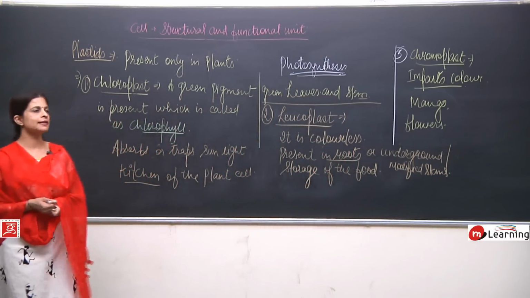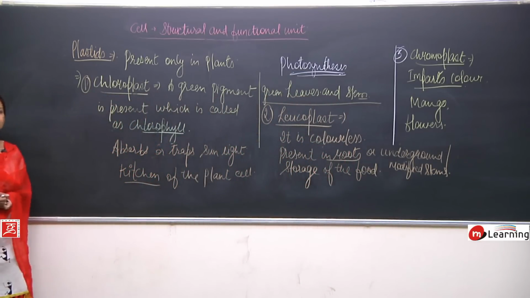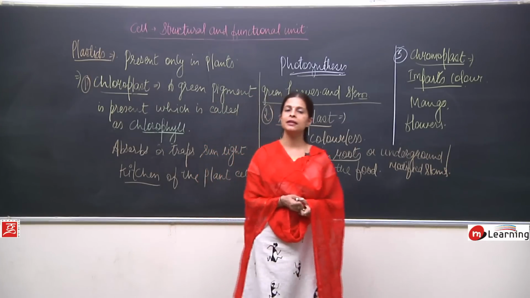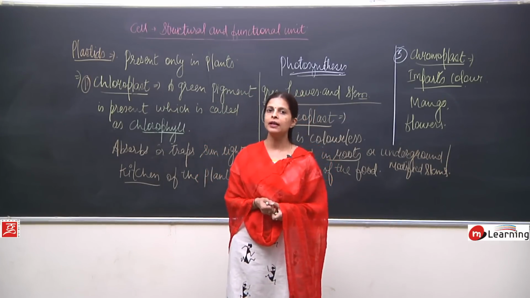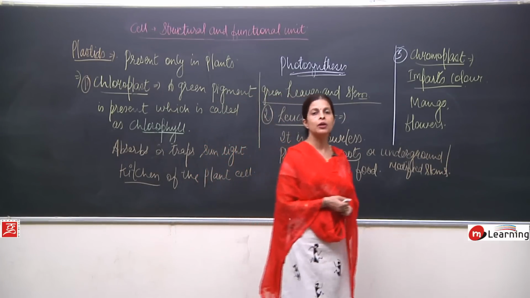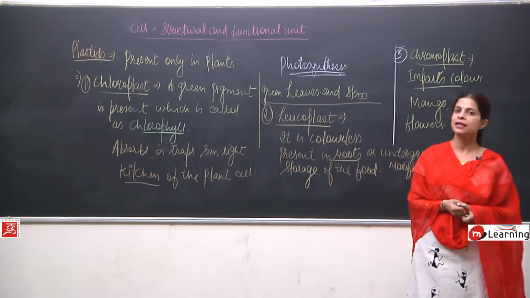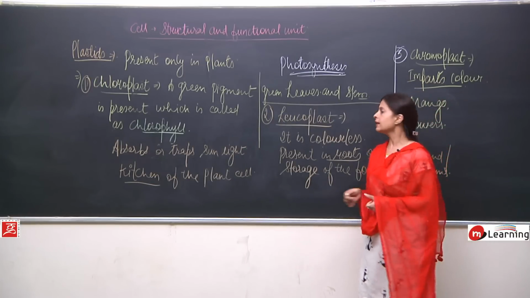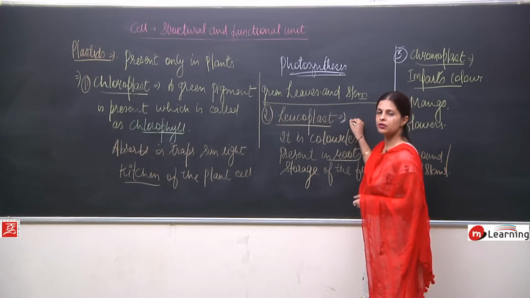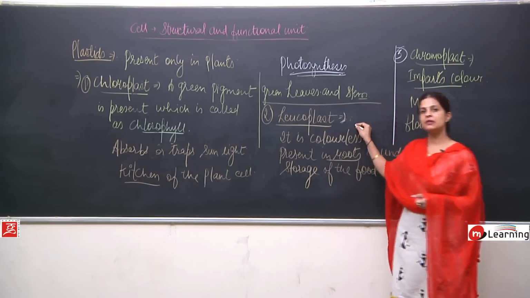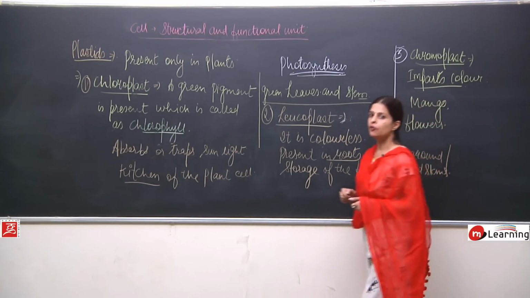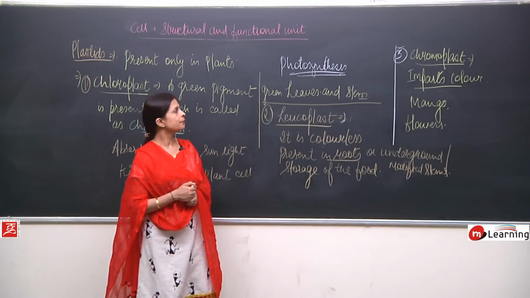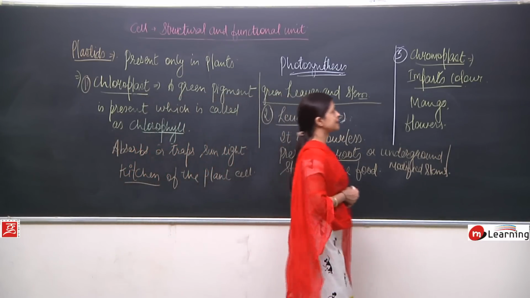This leucoplast is colorless and it is present in the roots and also in the modified stems, or the underground stems, because we all know the function of the modified stems and underground stems is to store food. That is the function of leucoplast also. These leucoplasts are responsible for storing of the food. If we talk about the next plastid, it is chromoplast.